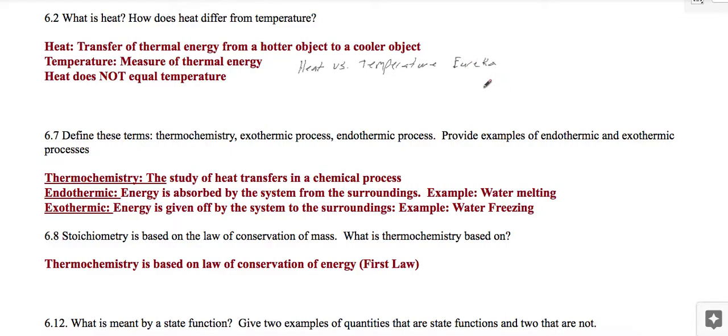That's going to bring up that 5-minute video on heat versus temperature that I was going to show in class that we never actually had time for. So try that. We have more terms here.